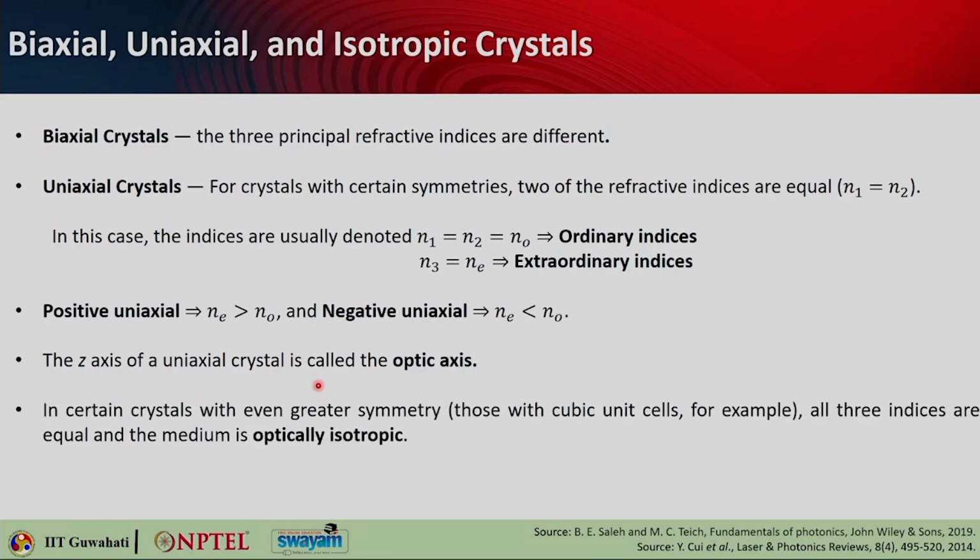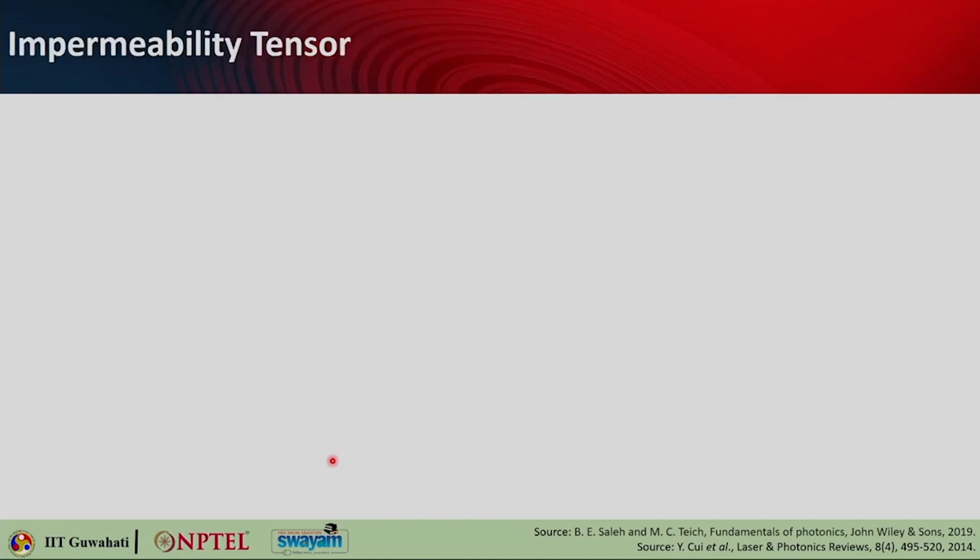In certain crystals with even greater symmetry, such as those with cubic unit cells, all 3 indices will be equal, n1 equals n2 equals n3, and those are typically the optically isotropic crystals. Now, the next important topic is the impermeability tensor.